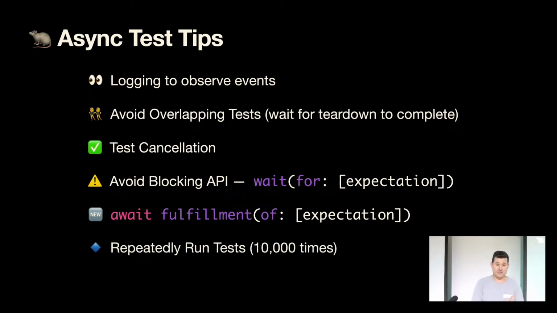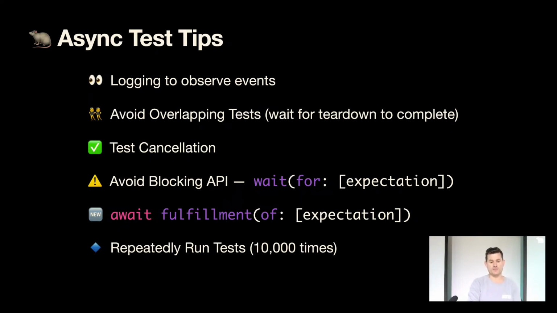Repeatedly run tests. If you didn't know, you can select a test in Xcode and run it thousands and thousands of times. If you're lucky, your flaky test will fail early, and it will fail repeatedly, so you'll be able to fix it. If you're really unlucky, you might have to run it up to 10,000 times, which I've found sometimes actually reproduces it.